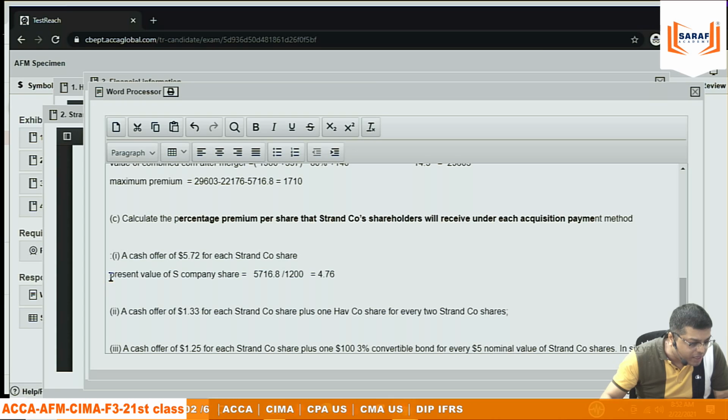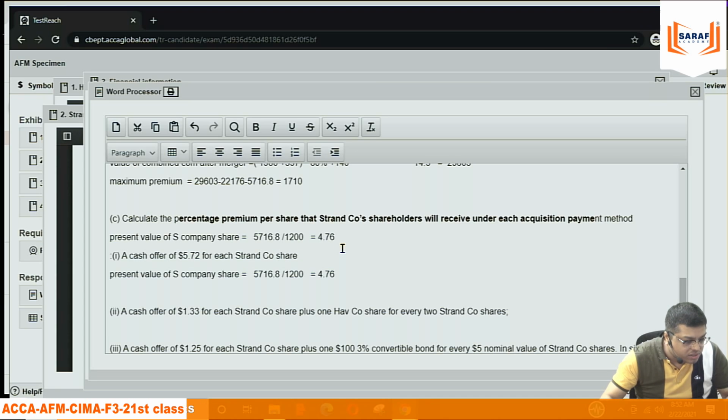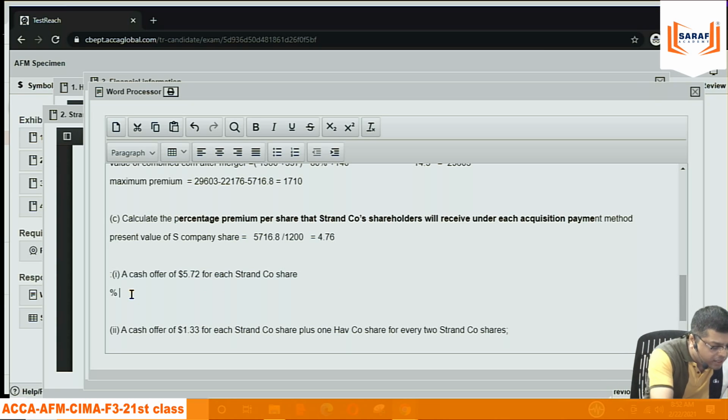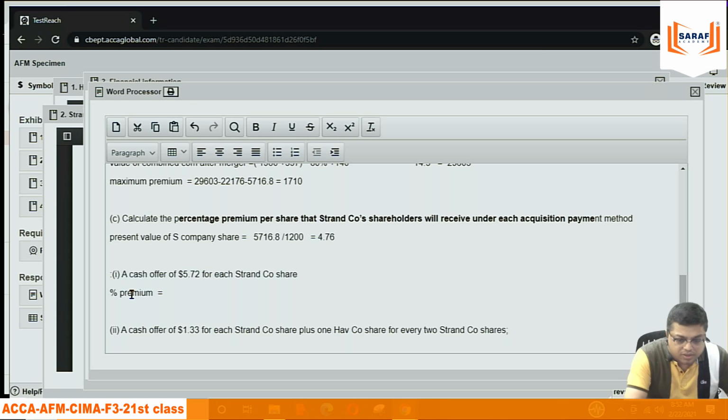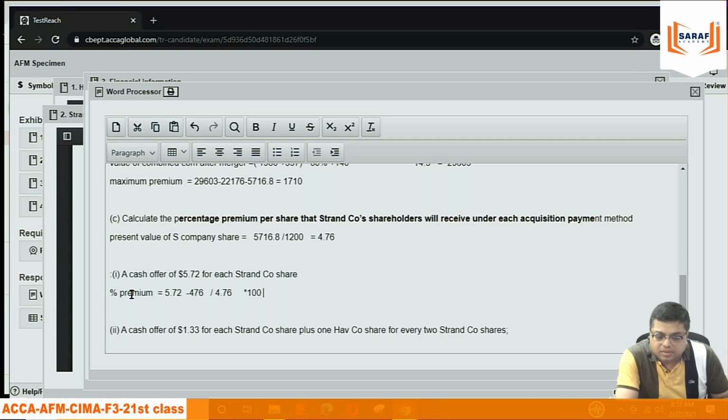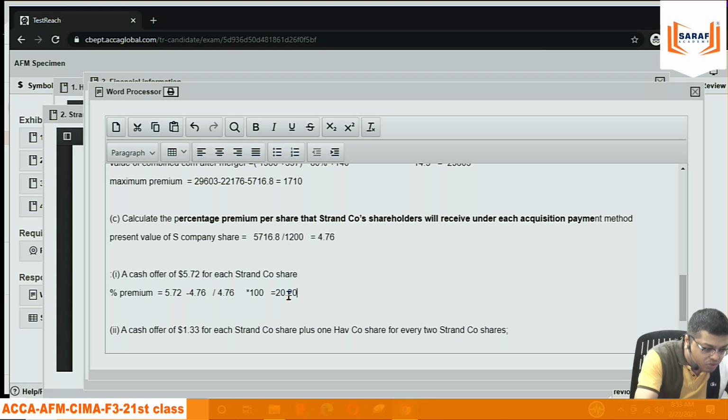ये हम लोग सबसे ऊपर लिख दो तो बेटर रहेगा, बिकॉज ये बार बार यूज होएगा. दिस आई हैव रिटन फर्स्ट. देन आई एम कैलकुलेटिंग कि भाई परसेंटेज प्रीमियम क्या है. सो परसेंटेज प्रीमियम पर शेयर which is 5.72 minus 4.76 by 4.76 into 100. We are going to get cash 5.72 in place of our existing price 4.76. So how much we are going to get extra? 20.2%.